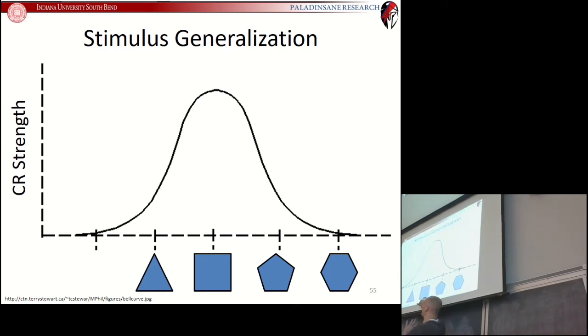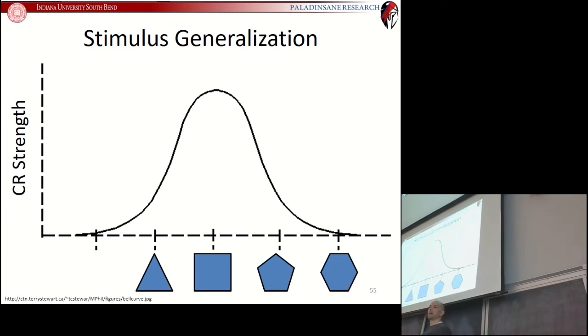We can train them to have some conditioned response to the blue square, and then show them a triangle, a pentagon, a hexagon, and see what their reactions are to those. We can see by the reduction in the conditioned response whether or not they think that these are similar.